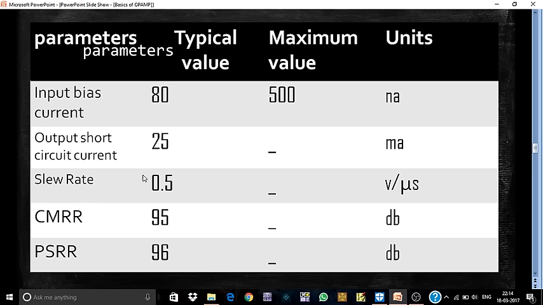The typical value of slew rate is 0.5 volt per microsecond, and there is no maximum value of slew rate. The typical value of CMRR is 95 decibels. CMRR means common mode rejection ratio: the ability of an op-amp to reject a common mode signal. The typical value of PSRR is 96 dB, and PSRR stands for power supply rejection ratio, the ability of the op-amp to reject power supply variations.